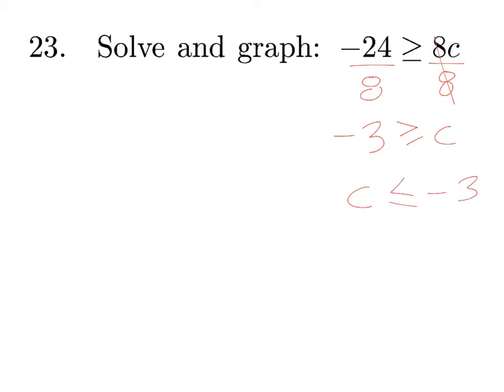Okay, and then it says to graph in this case. So here's my number line. There's 0. There's negative 3. It says less than or equal to. Since it's equal, it's a solid circle. And less than means I'm going to the left.